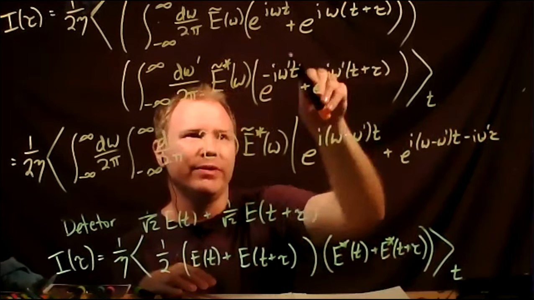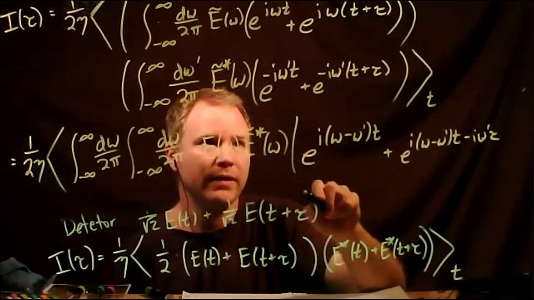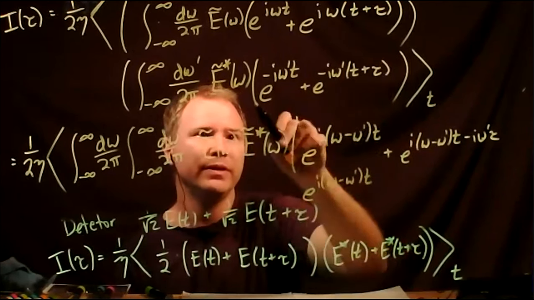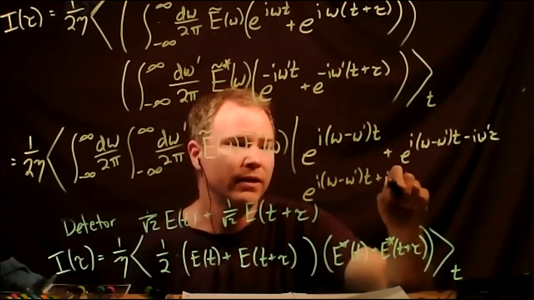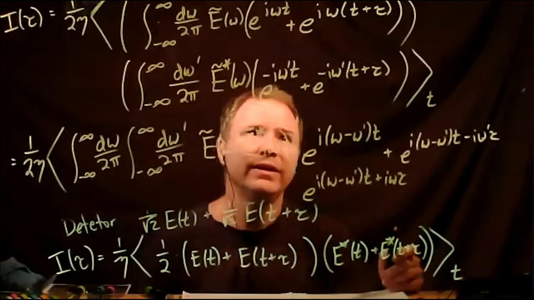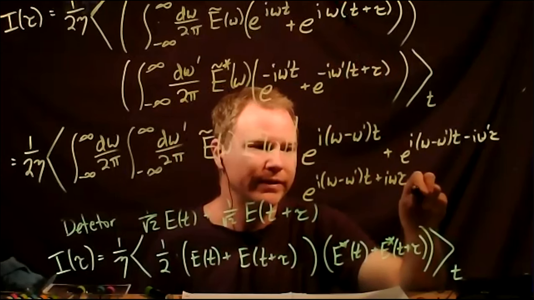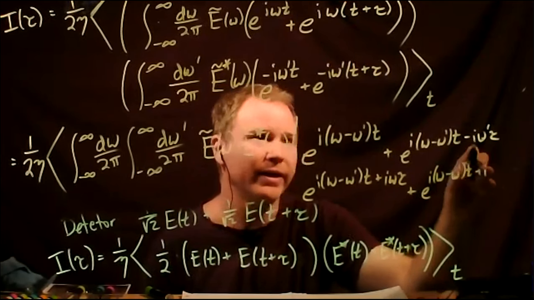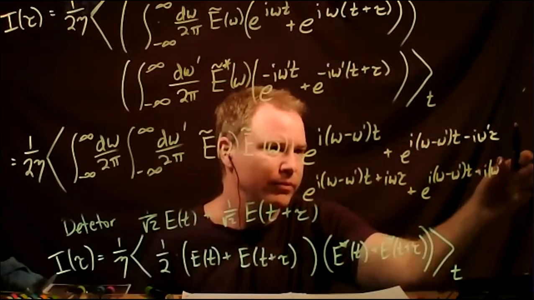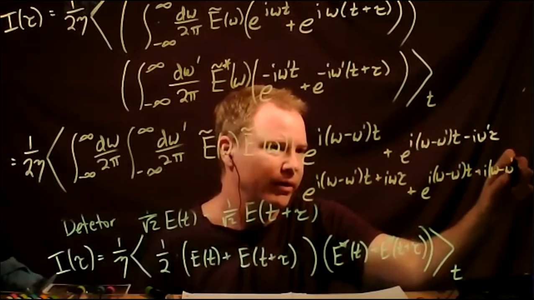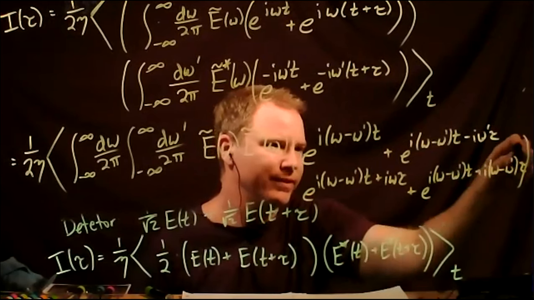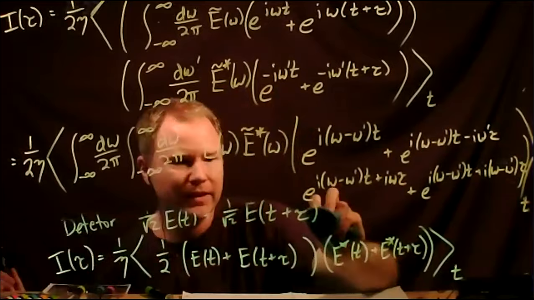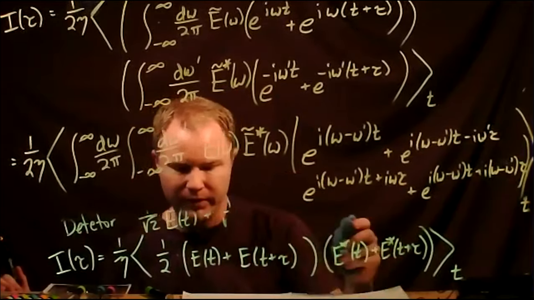Okay, and now I have this cross term here, which is e to the i (omega minus omega prime) t. So that's this term and that term. And the taus are plus i omega tau. And finally, we get these last two terms multiplied together. This is plus e to the i (omega minus omega prime) t plus i (omega minus omega prime) tau. All that, close parentheses, close time average bracket. Okay, that was pretty much the hardest thing.